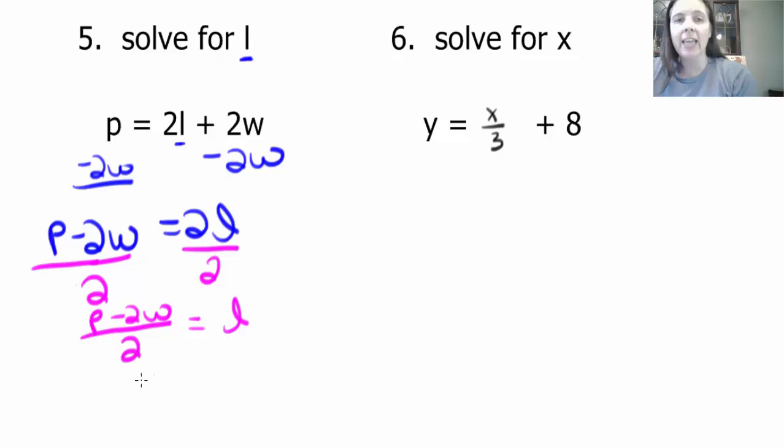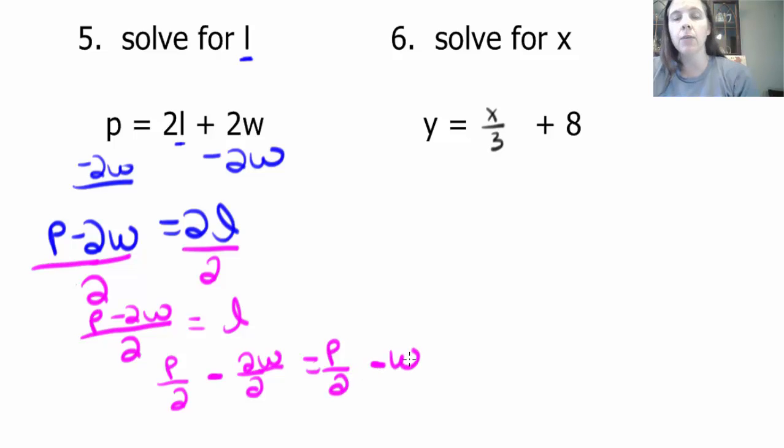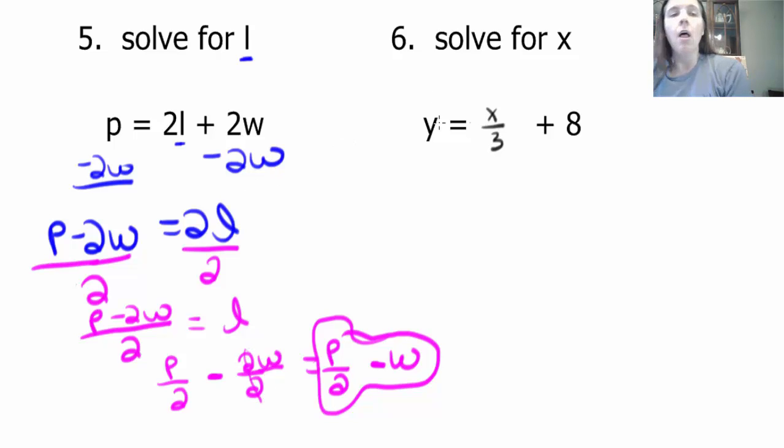Okay, it might look like that, or it might look like this. I'll take either answer. P over 2 minus 2W over 2, which really those two cancel, so it'd be P over 2 minus W, which is probably what they'd have in the book. I'll probably take either answer, but that's what they'll end up having in the book, because these 2's cancel right here.